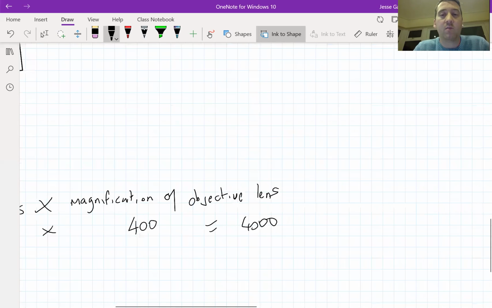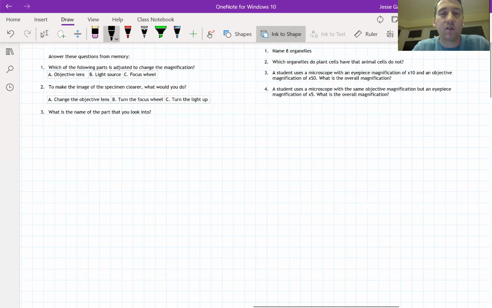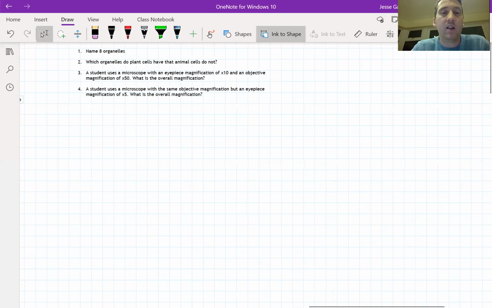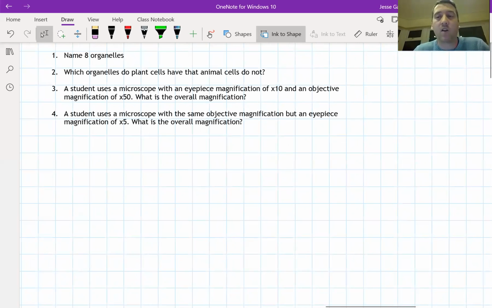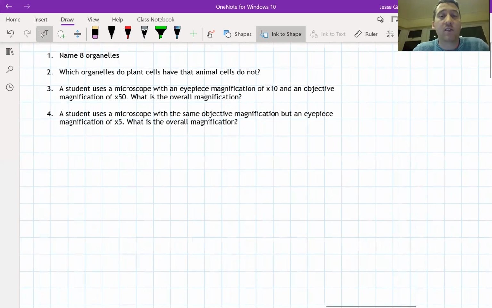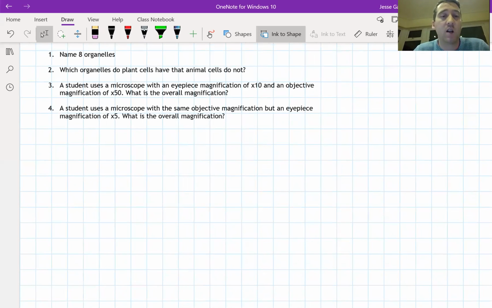Right? Time to do some more practice. Last ones, last little set here. Little bit of revision here for us. Name the 8 organelles. Quick reminder of what an organelle is. It's a structure we find inside a cell. So name the 8 organelles. Which organelles do plant cells have that animals do not? And then you have to find some of our total magnifications or overall magnifications. Right, do that now, please.